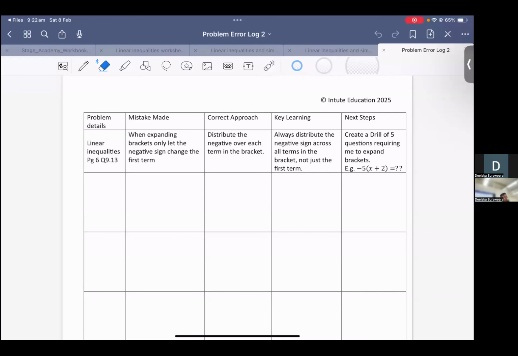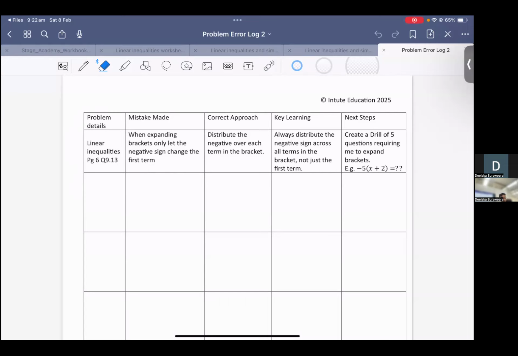So in this error log, what you have is a way to log all your silly mistakes, big mistakes, and everything. Basically, whenever you make a mistake, you identify the type of problem you made a mistake on. So if it's a linear inequalities question, you put that. Then you say the mistake you made.